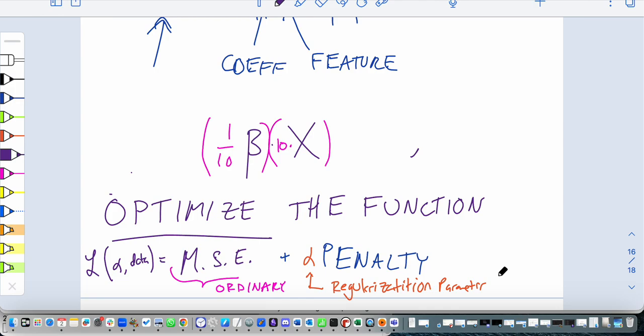Yeah. I think here we'll do the square of the coefficients. Okay, the square of the coefficients. Where in the formula is the square of the coefficients? In the penalty. Yes, right, in the penalty function.